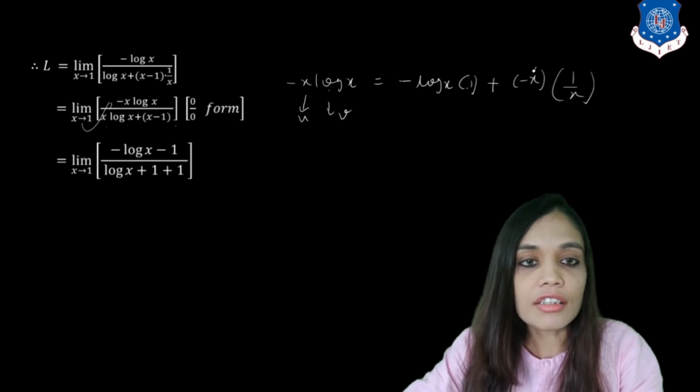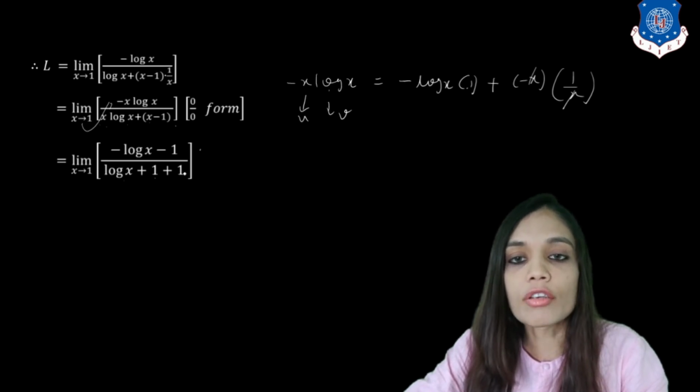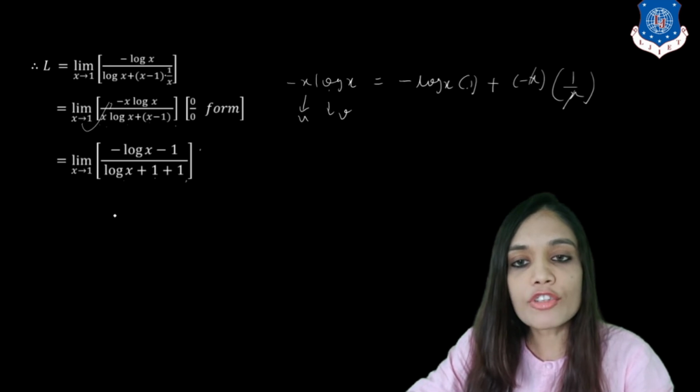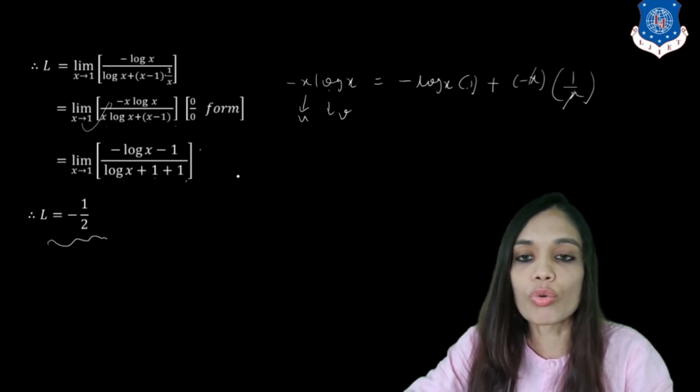So finally what will remain? Minus log x, this x gets cancelled out, minus 1 upon... Now again apply UV rule in this, so you will get log x plus 1 plus 1. Simplify this further and put the limit. So on putting the limits, you will get value of the limit as minus 1 upon 2.